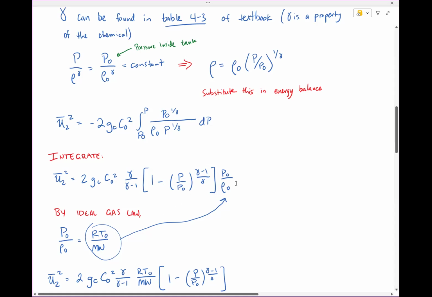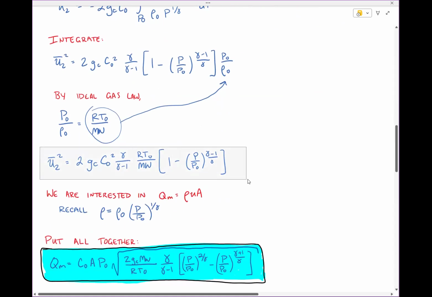So we make that substitution, and here is our expression for exit velocity squared. Once again, we are not interested in the velocity itself. We are interested in the mass flow rate.